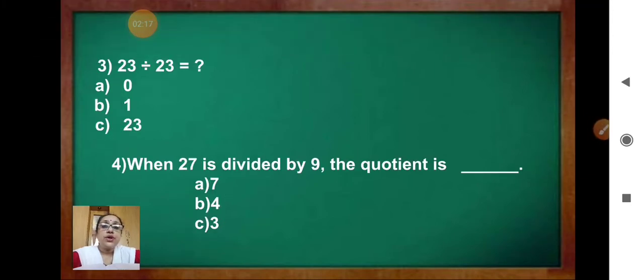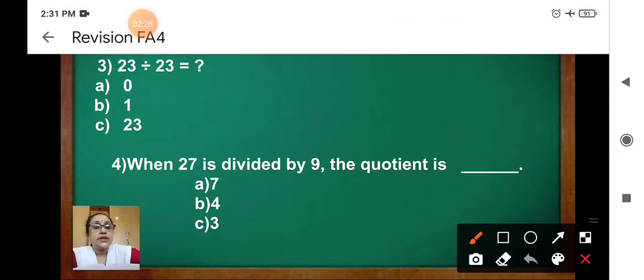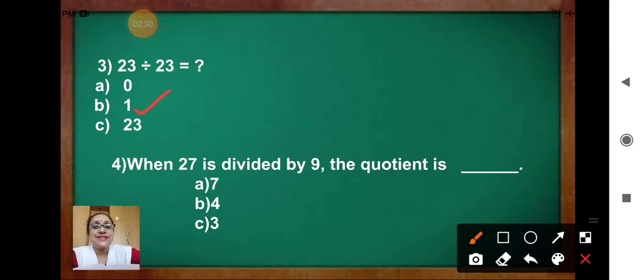Question 3. 23 divided by 23 equal to question mark. 0, 1, 23. Yes, the correct answer is 1.